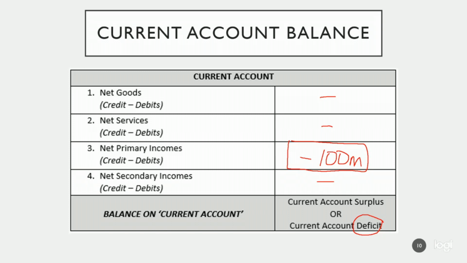So this video wraps up the structural component. In the next video, we'll be looking at the cyclical components that affect the current account.